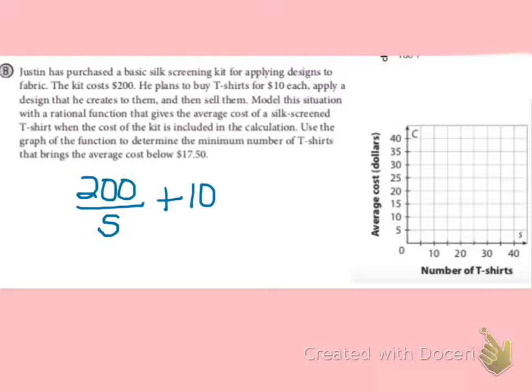So let's say you buy 10 shirts, right? Well, 200 divided by 10 is 20. So $20 of that 200 is going to be charged to the one shirt, and then plus another $10 to actually buy the shirt. So that would make each shirt $30, okay? So then let's say instead you buy 20. Then with 20 shirts, divide the original $200 kit by 20, that's $10, and then the cost of the shirt is $10, so that makes each shirt cost $20.